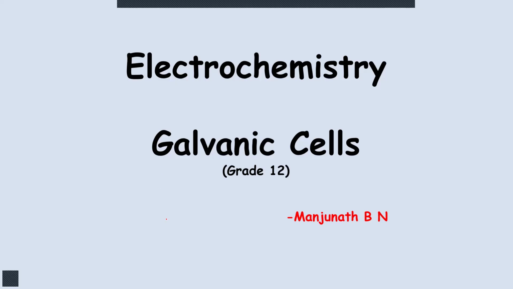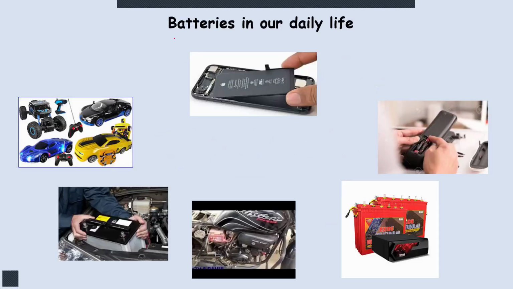In this class, let us discuss galvanic cells, which come under electrochemistry. In our daily life, we are very much dependent on batteries. We need batteries for mobiles, remote controls, UPS, vehicles, toys, etc. These batteries are based on the principles of electrochemistry. Electrochemistry involves interconversion of electrical and chemical energies.